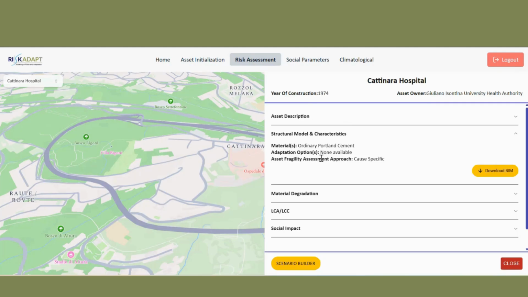And for the fragility assessment, we call it cause specific because we know that the main hazard is the wind speed. If we had the opportunity to present pilot one, the University of Birmingham followed another approach, a cause agnostic one, but let's keep that. We have considered the effect of wind speed on the structure's behavior. And of course, the user may download the BIM model if he or she likes.